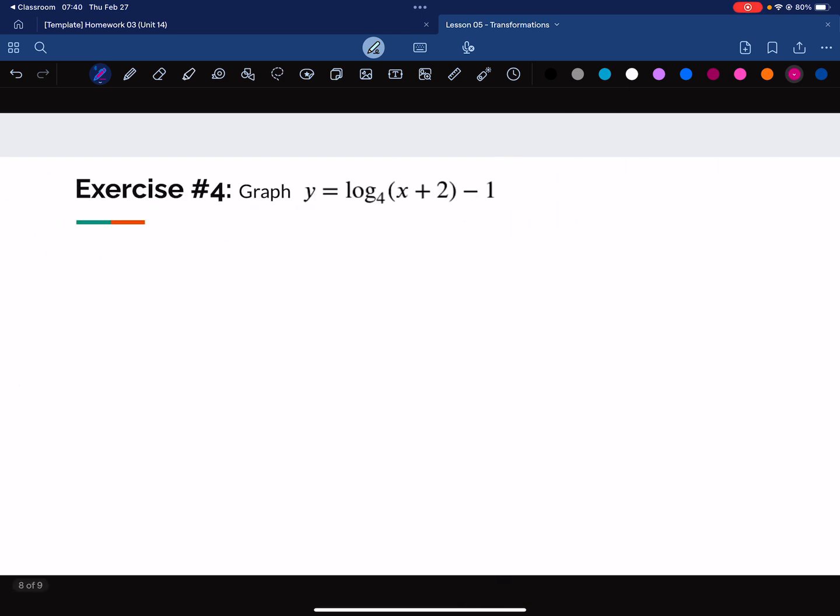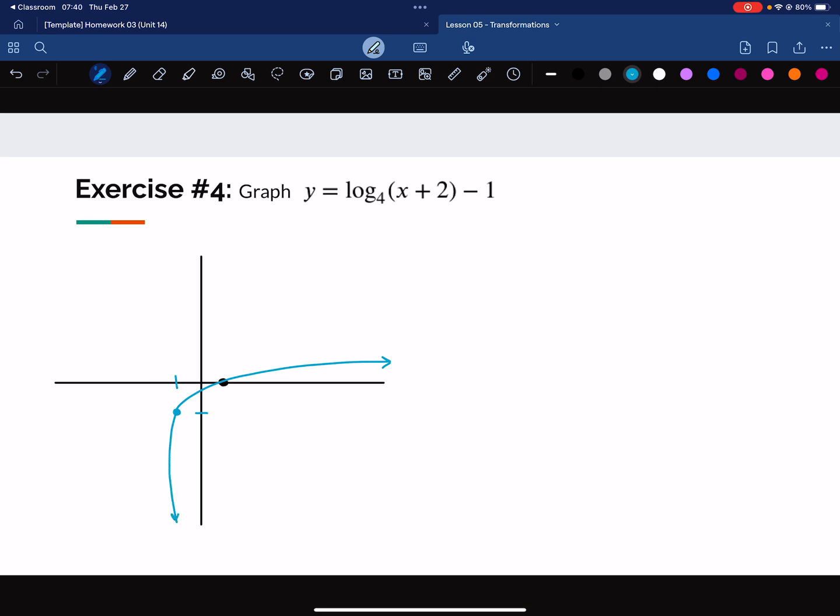Okay, and one more time, getting one more sketch in there. Same idea as we've been doing. Remember that parent function would have been at (1, 0). Now I'm going 2 to the left, down 1. And my asymptote's going to be 2 to the left.